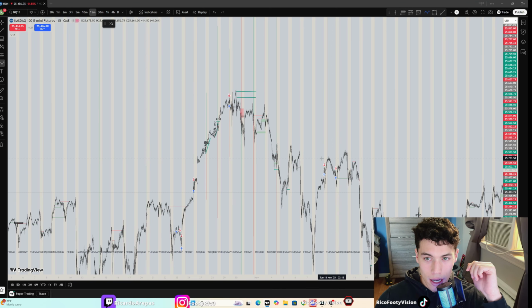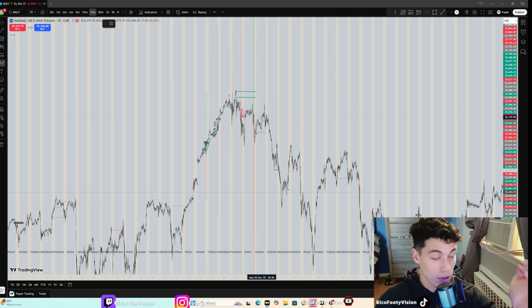So if I take out the arrows, like I showed you before, we had this highest point, right? Then we went low, and then we failed to make a new high. We made a lower high. To me, this indicates that price is going to go down. As you can tell, price went down.